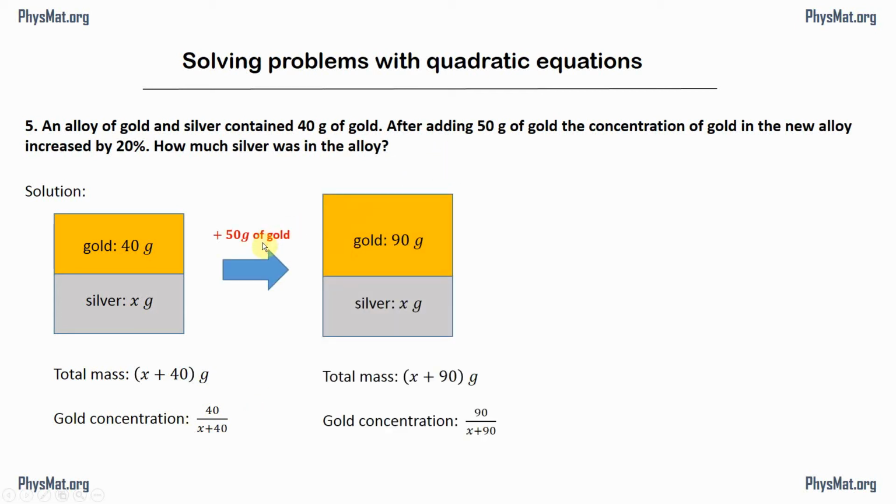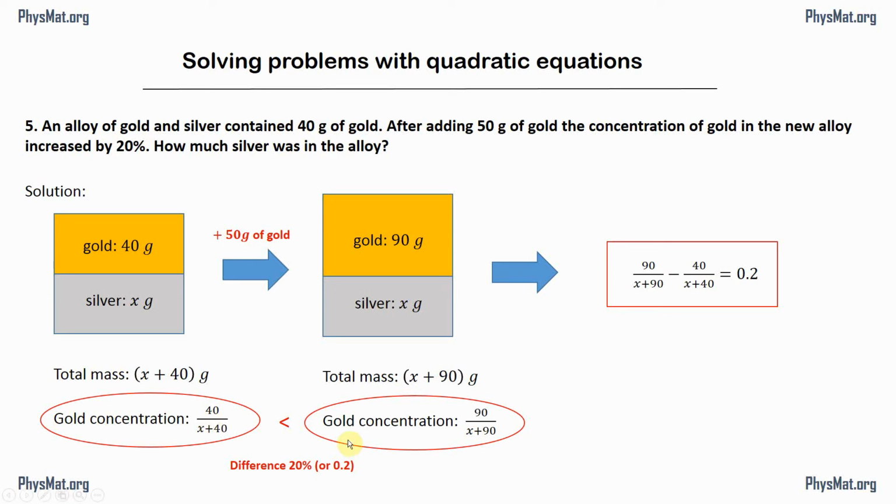After adding 50 grams of gold to this alloy, we get 90 grams of gold, obviously, and still the same amount of silver. And we know that the concentration of gold in the new alloy is 20% higher than the concentration of gold in the old alloy. So what is the concentration of gold in the new alloy? Our new total mass is mass of silver plus mass of gold, which is x plus 90 gram. And the concentration of gold will be 90, mass of gold, divided by the total mass, x plus 90.